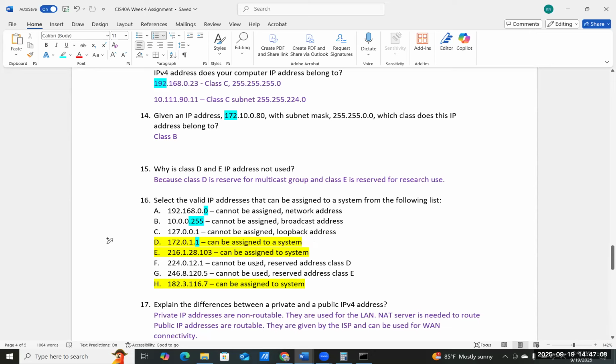Then you look at the next address, 216. That's a valid range. It's not in D or E. And then your host ID is 103. That's okay. It's between 0 and 255. So it can be used for a system. Let's say that I can use this for a workstation or some system that's connected to my network endpoints.